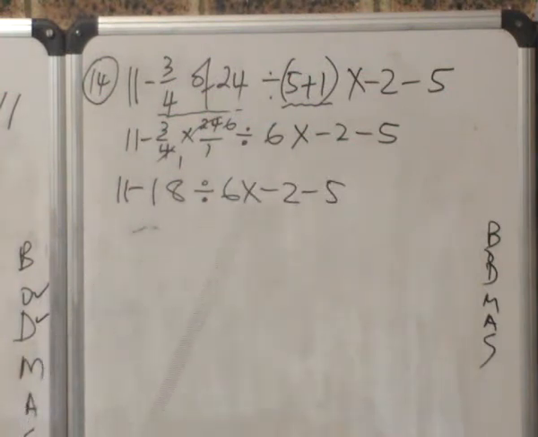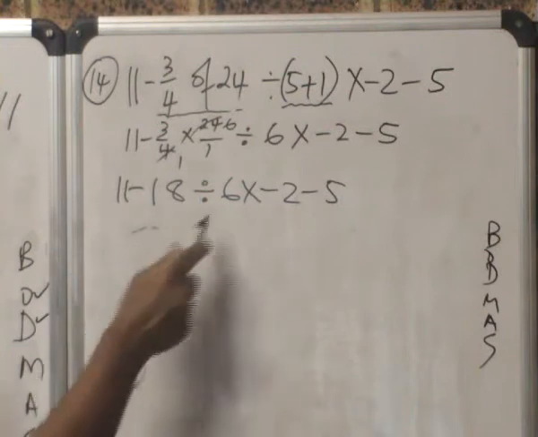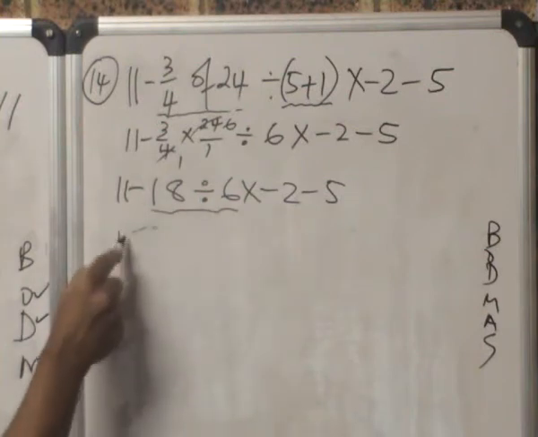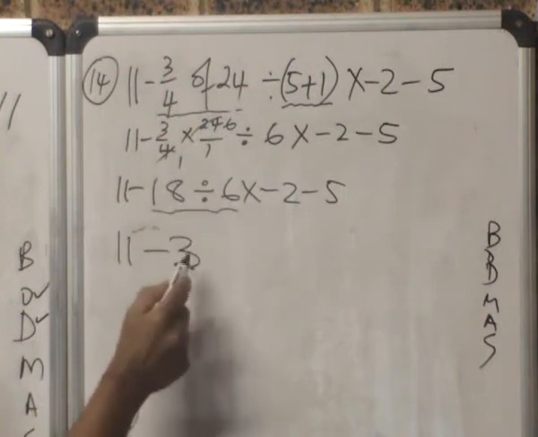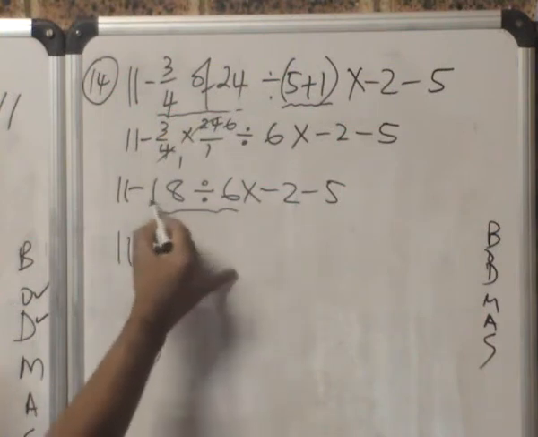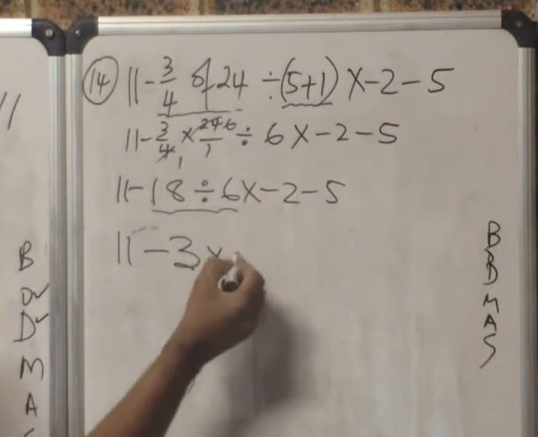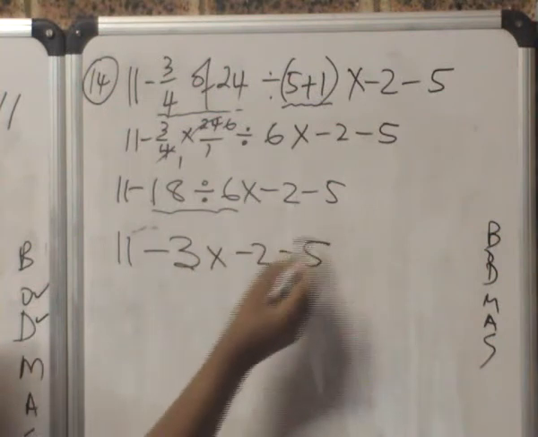Now back to BODMAS. You've got no brackets, you've got no of, but you've got a division. So let's do the division. So it's 11 minus 18 divided by 6, which is 3. So that gives you 3 times minus 2 minus 5.